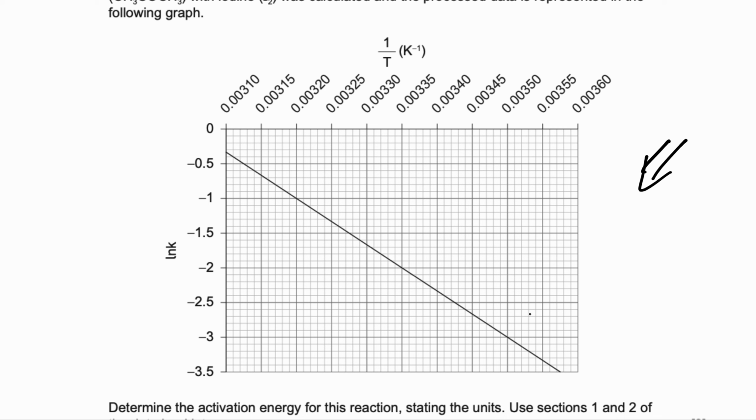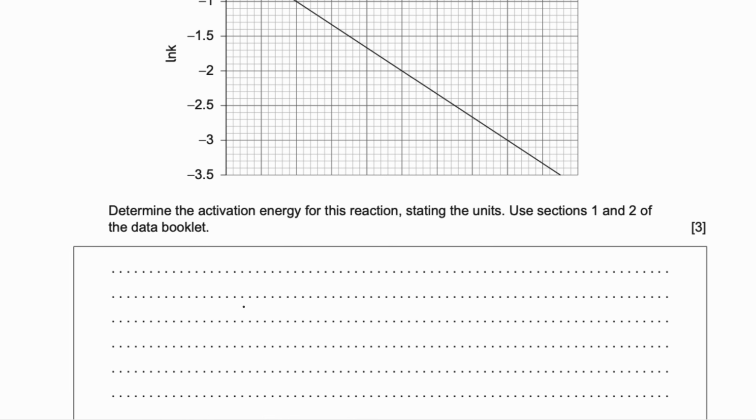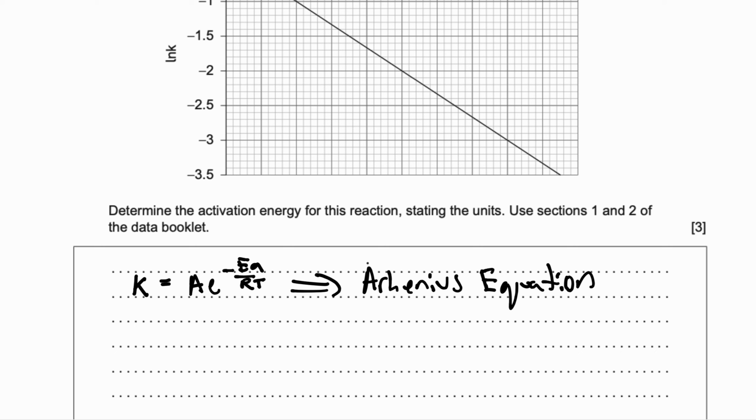Let's think. In your formula booklets, is there an equation like this? k is equal to A e to the power of negative Ea over RT. Do you see some equation looking like this? Well, this is actually your Arrhenius equation, right? This is your Arrhenius equation. But what does this have to do with anything? Well, let me show you.